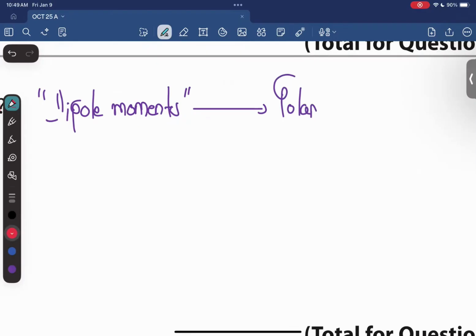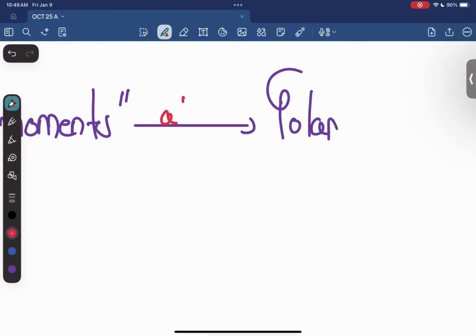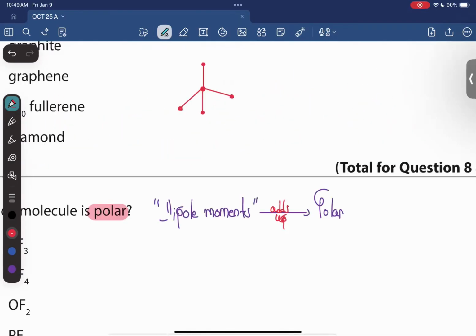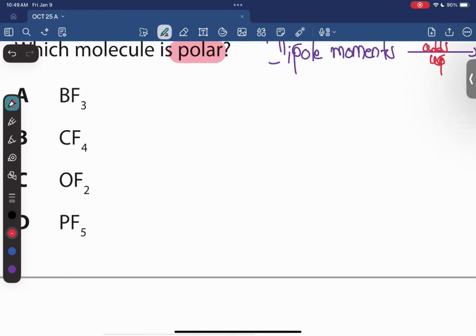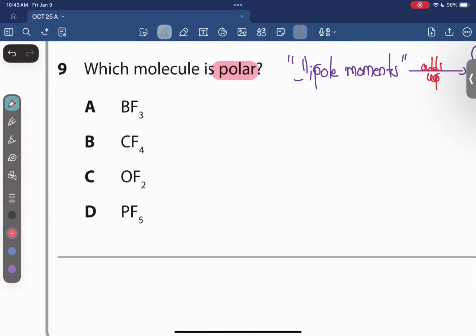If the dipole moments add up, then the molecule is polar. Now, what I want you to do is draw the shape for all of these. So let's just start drawing.